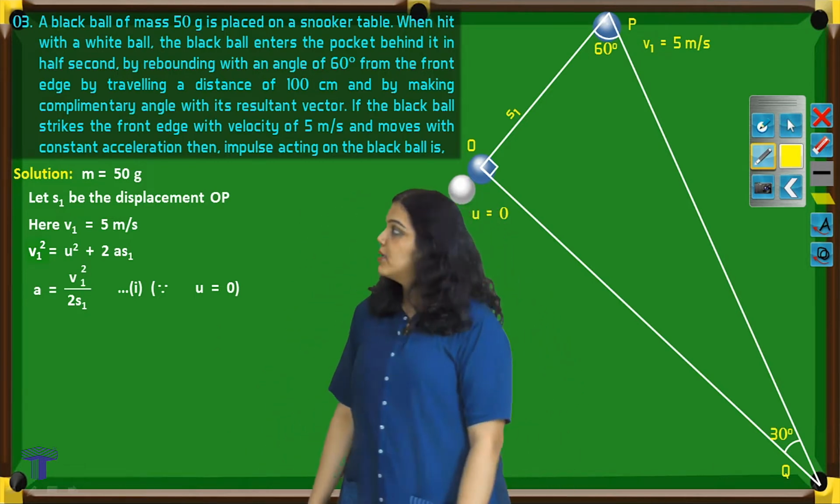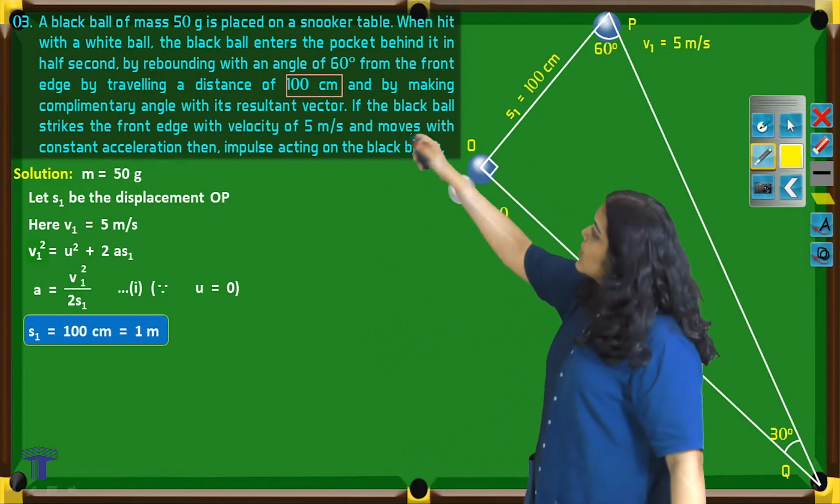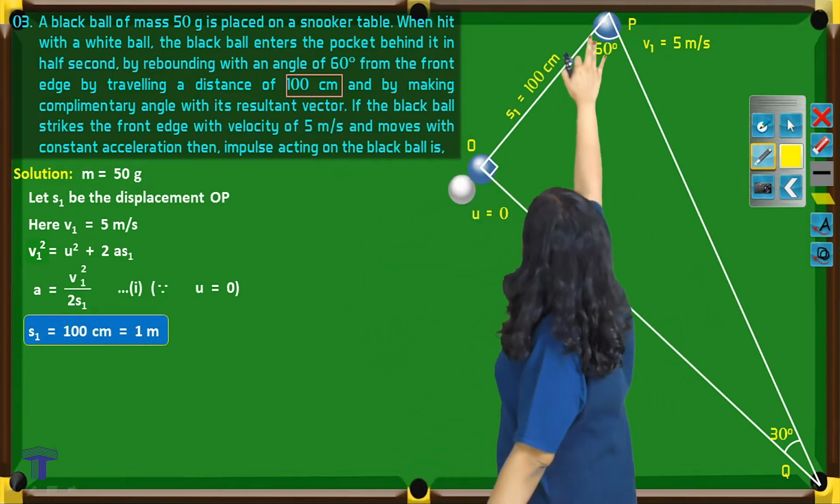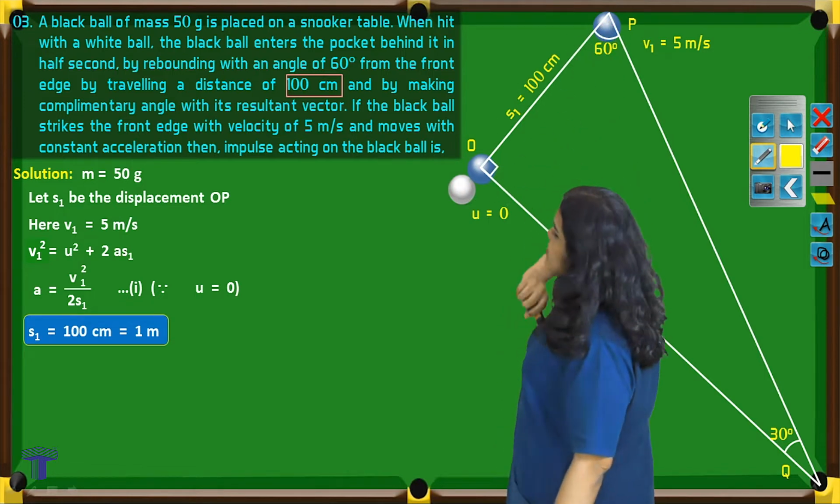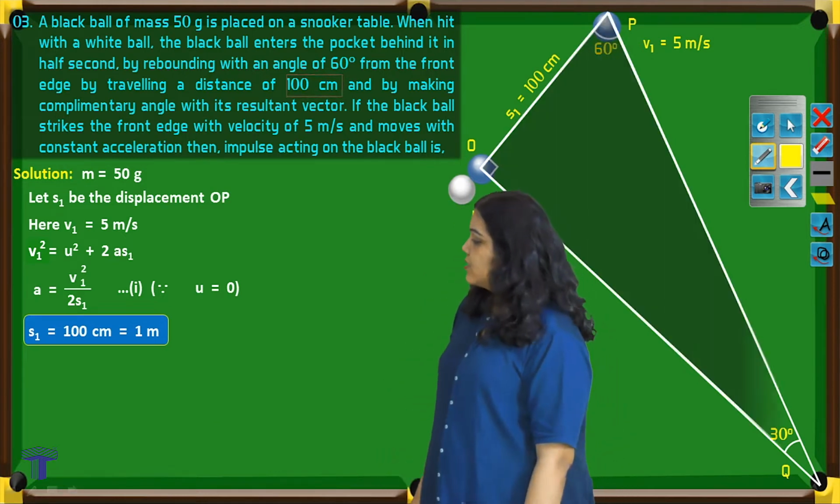I will also remember that the displacement OP is nothing but 100 centimeters, because it has been told to me that it is rebounding from the front edge after traveling a distance of 100 centimeters. So S1 is 100 centimeters or 1 meter.